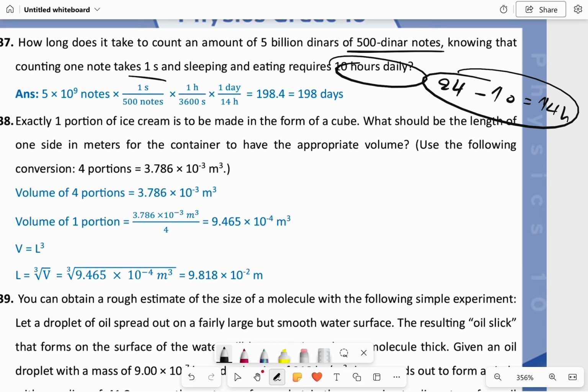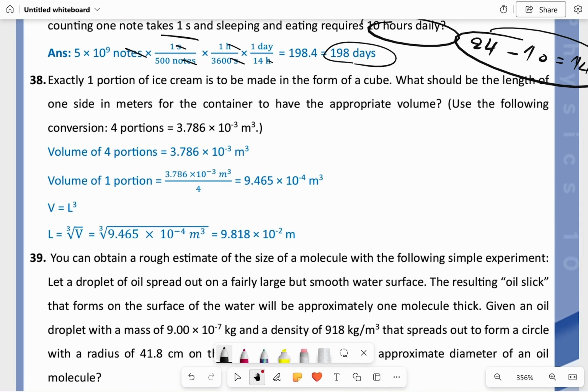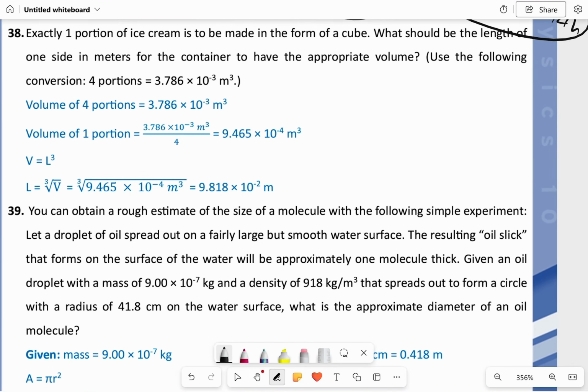So seconds go with seconds, hours go with hours, and notes go with notes. So you have 198 days. Okay. So you need 198 days to count 5 billion dinars of 500 dinar notes.